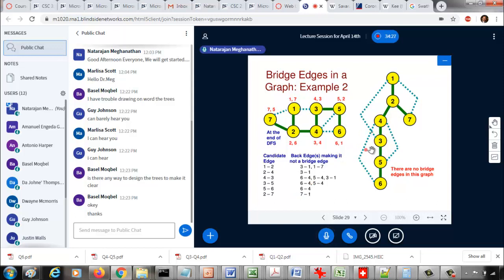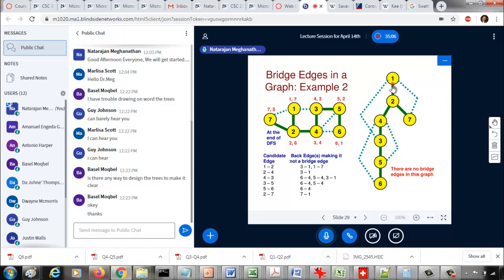Now similarly let us look at 4, 3. 4 is the upstream node because it's close to the root, 3 is the downstream node. Now from this subtree you have 3 back edges actually. One back edge starts from 5 and goes up to 4. Because of this back edge itself, we can say 4, 3 is not a bridge edge, because there's one back edge that goes up to 4. Even this back edge starting from 6 that goes up to 4 will make this edge not a bridge edge.